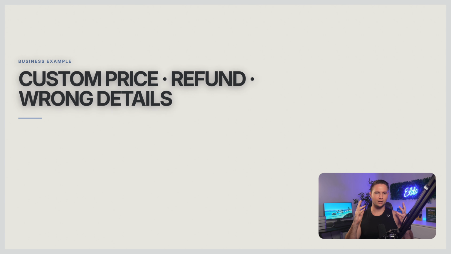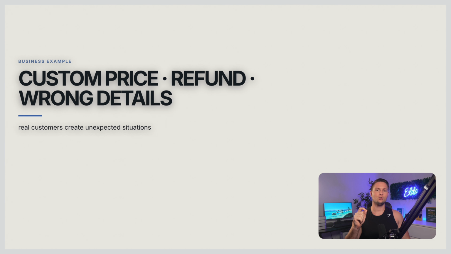So what does this actually look like in business? Imagine you want an AI receptionist or an AI lead outreach agent. The normal approach is to say, build me an AI that can answer calls and book appointments. That sounds fine until a real customer asks for a custom price or wants a refund, gives the wrong information, or something the AI has never seen before, or in other words, what we call edge cases.